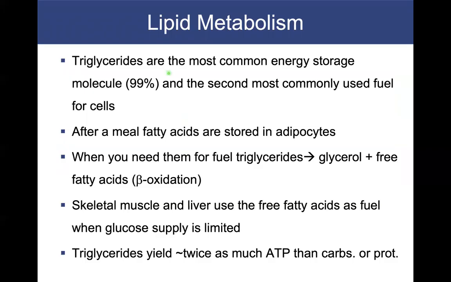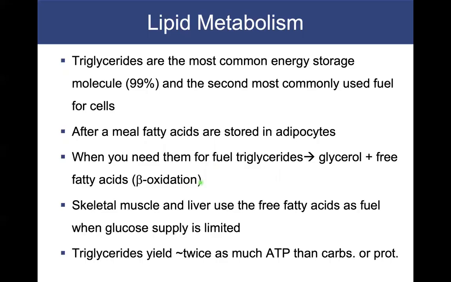Triglycerides are the most common energy storage molecule and the second most commonly used fuel for cells, right? So after a meal, whatever fatty acids or sugar you have gets converted to fatty acids and stored in the adipocytes. When you need them for fuel, triglycerides break down into glycerol and free fatty acids. We call this beta oxidation. So it has a specific name. It's called beta oxidation.